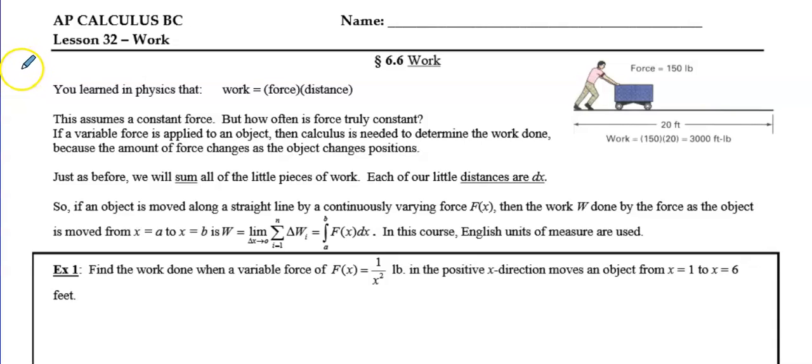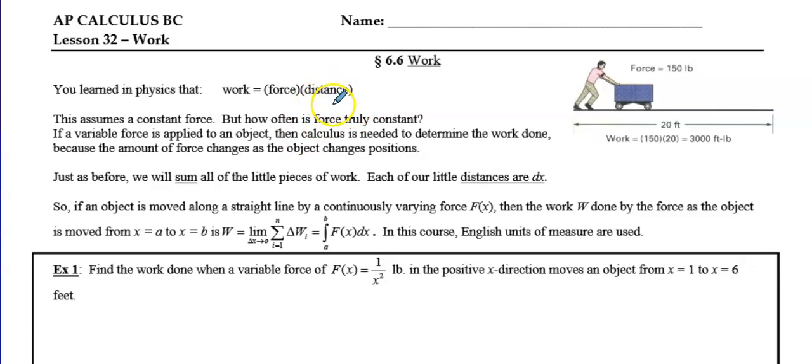Hello everyone, welcome to lesson number 32 for BC Calculus, where we're going to talk about work. In this video, we're going to apply a little bit of physics and a little bit of what we learned back with volume. So the first thing we're going to look at here is, from physics, work is simply equal to the product of your force times your distance.